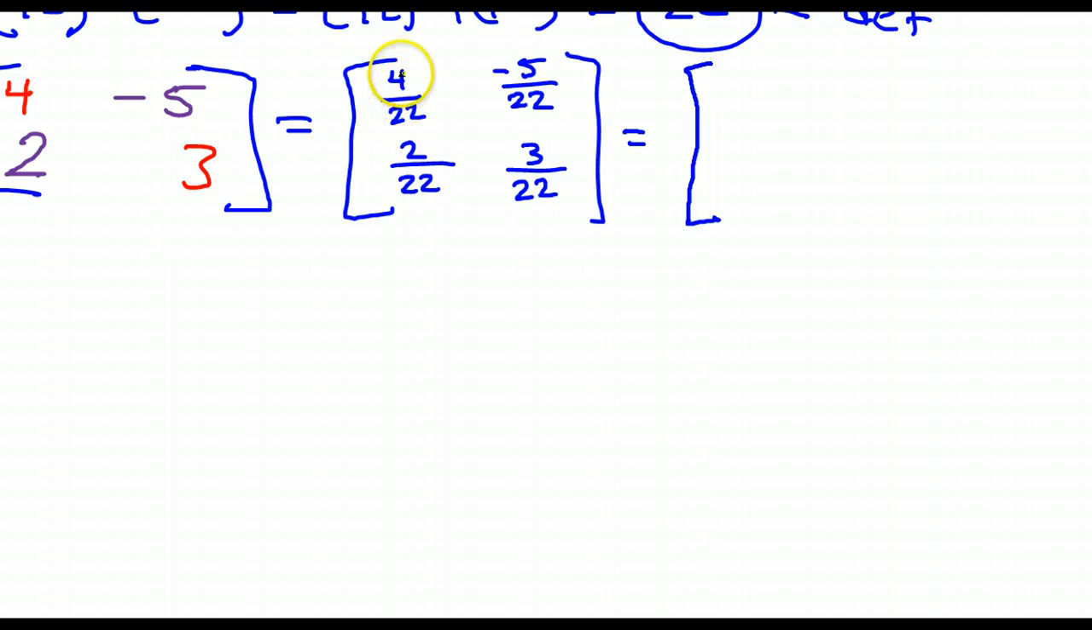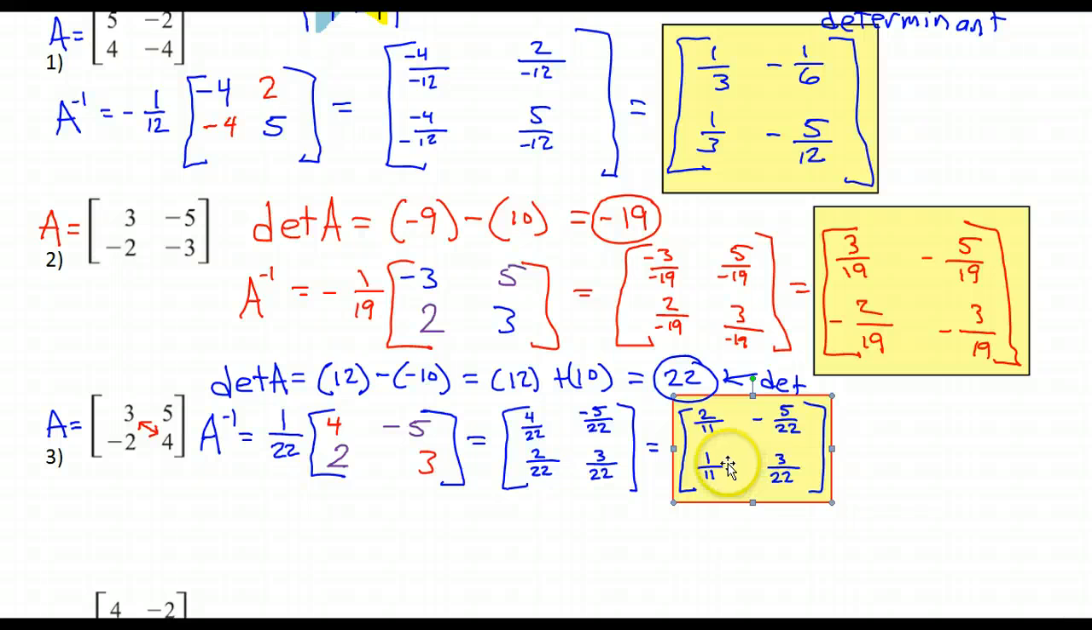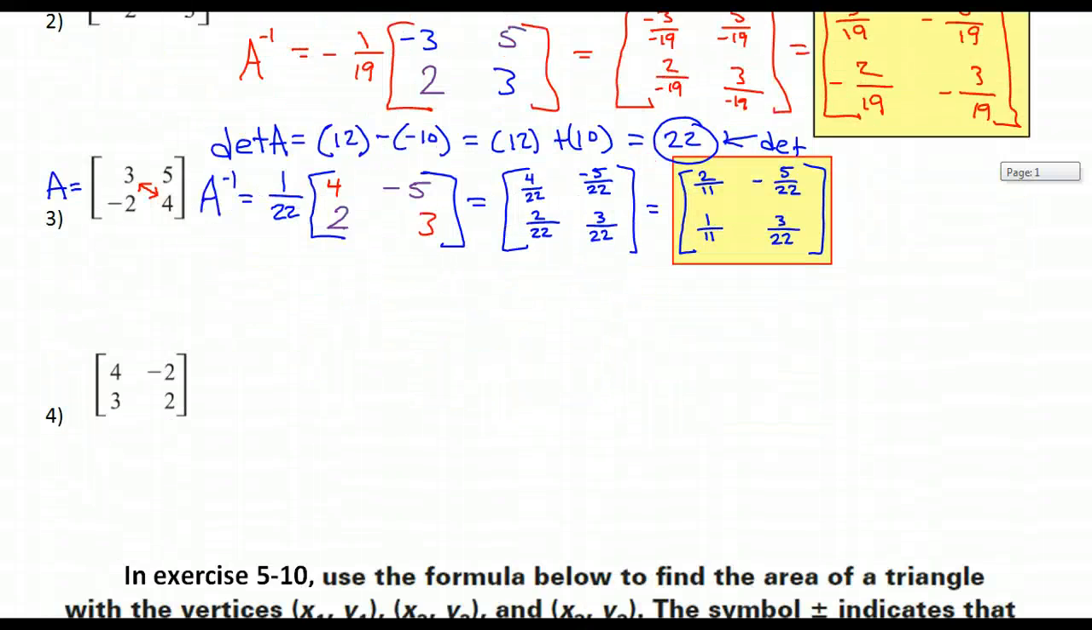So reduce this, so this will be 2 over 11, so 2 11ths, and this will be 1 11th. And this is going to stay -5 over 22. And this is going to stay 3 over 22. And that is the inverse. That's the answer. Alright, so there's the answer right there. Now, let's do the last one of these, and then we'll move on to that area business.